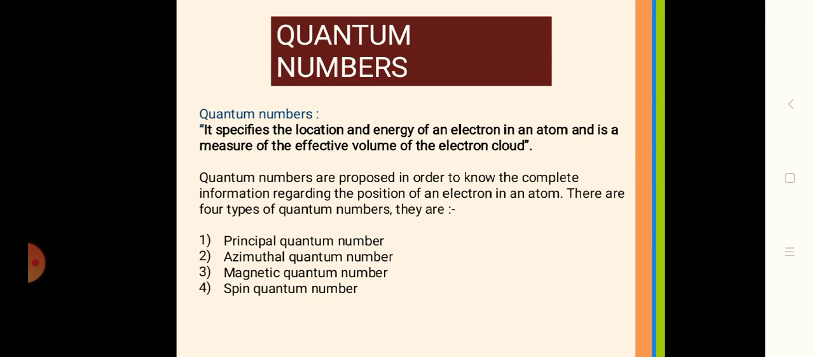What is the definition of the quantum numbers? It specifies the location and energy of an electron in an atom and is a measure of the effective volume of the electron cloud. Quantum numbers are proposed in order to know the complete information regarding the position of electron in an atom. There are four types of quantum numbers. They are principal quantum number, azimuthal quantum number, magnetic quantum number and spin quantum number.